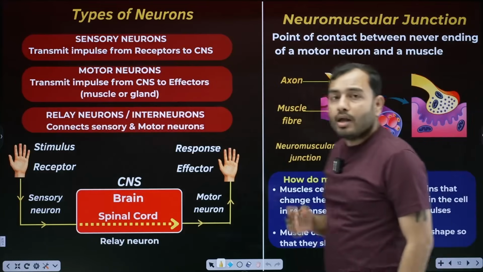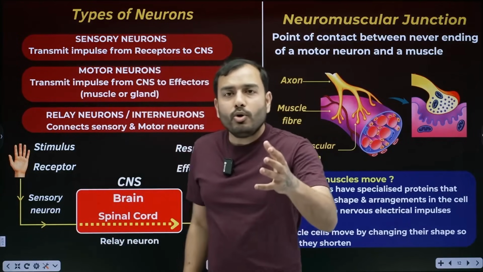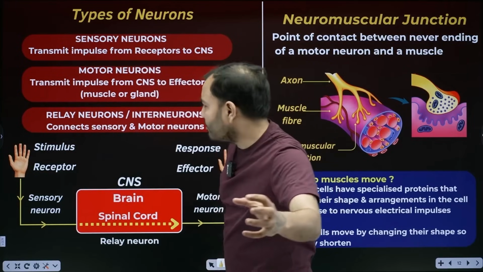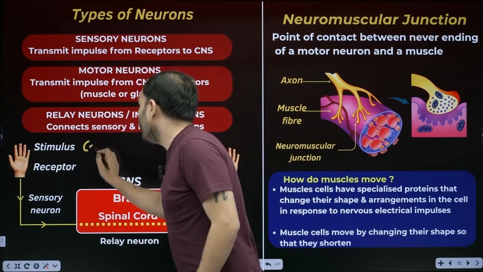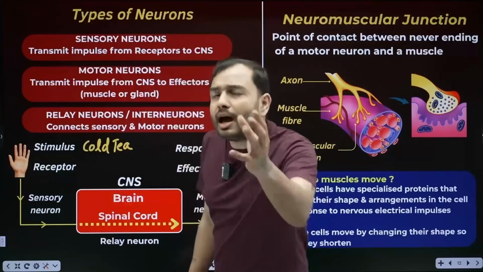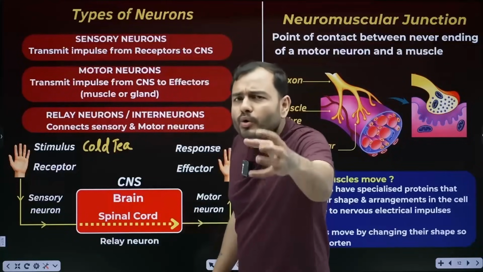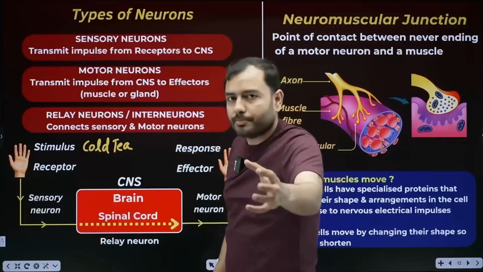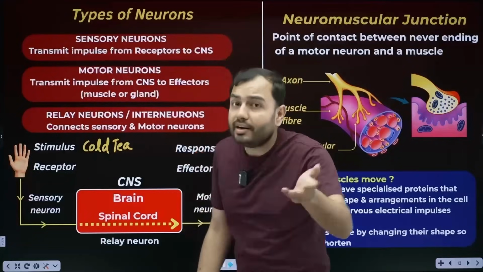Let's go. Okay. Now we have types of neurons. Now listen up. Suppose my hand picked up a cup of cold tea. What did I hold? Cold tea. Now what is the stimulus here? The stimulus is the cold tea. And who received it? The hand did. So what did the hand become? A receptor. Now this signal must go to my brain, to say the tea is cold. Should I drink it or not?